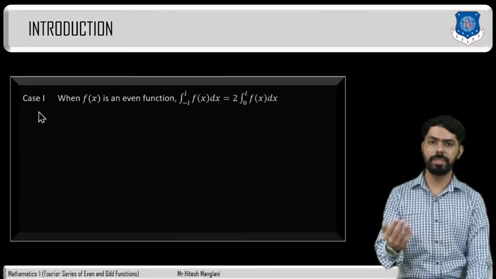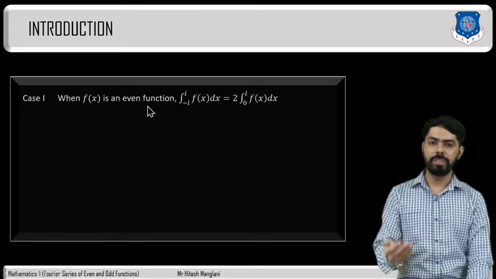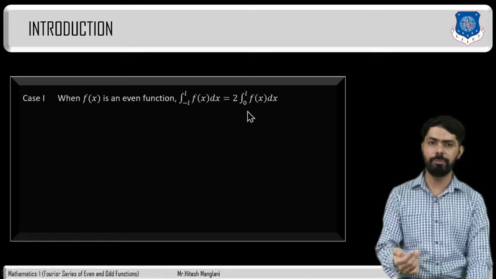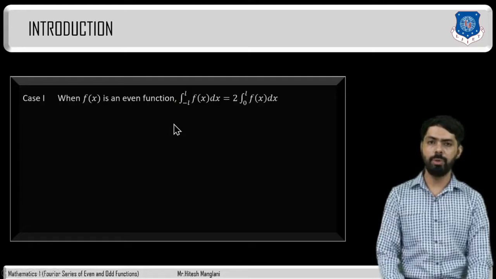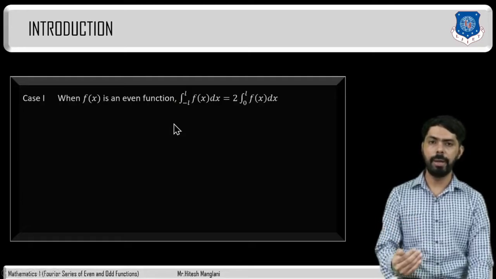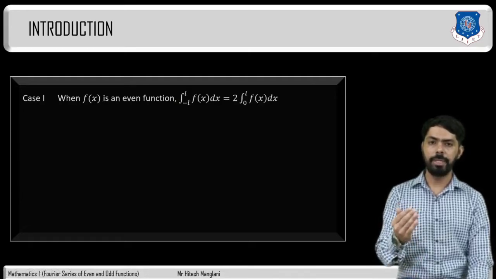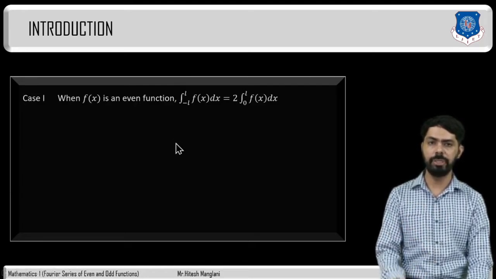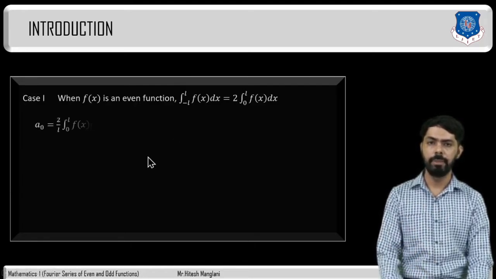Now let us discuss case 1, when the function is an even function. When the function is an even function, then we know that integration from minus L to L f of x dx will be twice integration from 0 to L f of x dx. So here we know that a0 is given by 1 divided by L integration minus L to L f of x dx. But here the function is an even function, therefore a0 will be 2 divided by L integration 0 to L f of x dx.